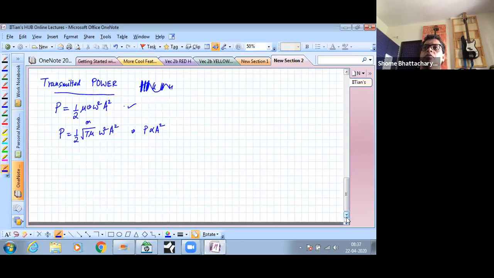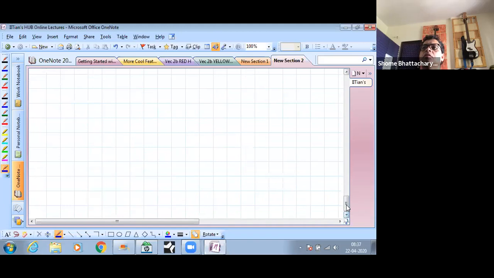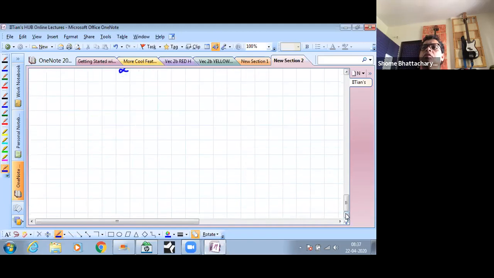All right. Now, the next important thing from the wave equation is to understand the nature of the equation itself, because it's a function of two things, x and t. So let's look at interpretation.